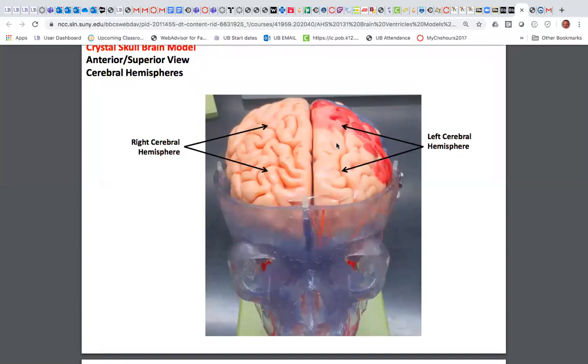Looking at the individual, we have a left hemisphere and a right hemisphere. Your left hemisphere is more linear, more language-based. The majority of the speech center is in the left hemisphere, called Broca's area, number 44.